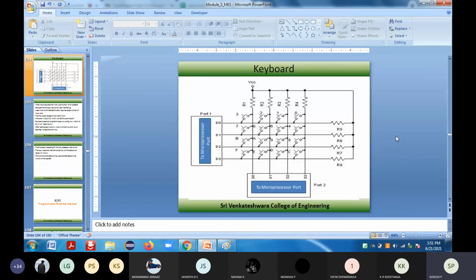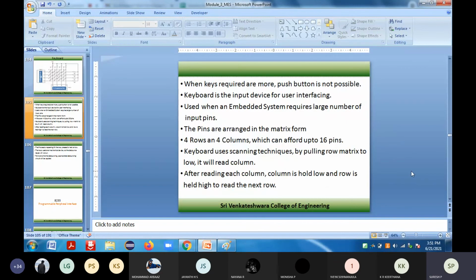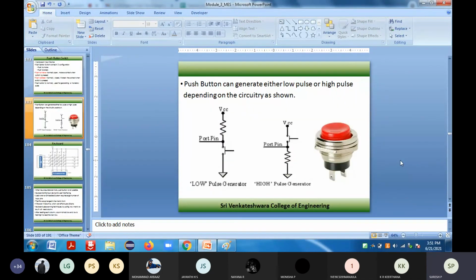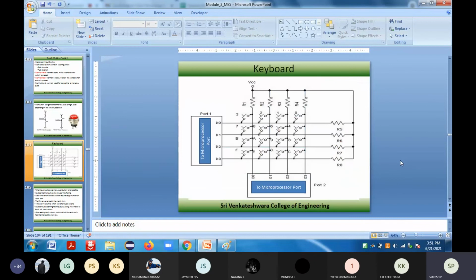Whenever the keys are more, the push button is not used. When the number of keys required is more, what happens? This particular push button is not useful, because the number of operations you need to perform is more. For example, when you want to control more appliances in your home and have more switches, I cannot go with the push button switch. So we are going to make use of the keyboard.